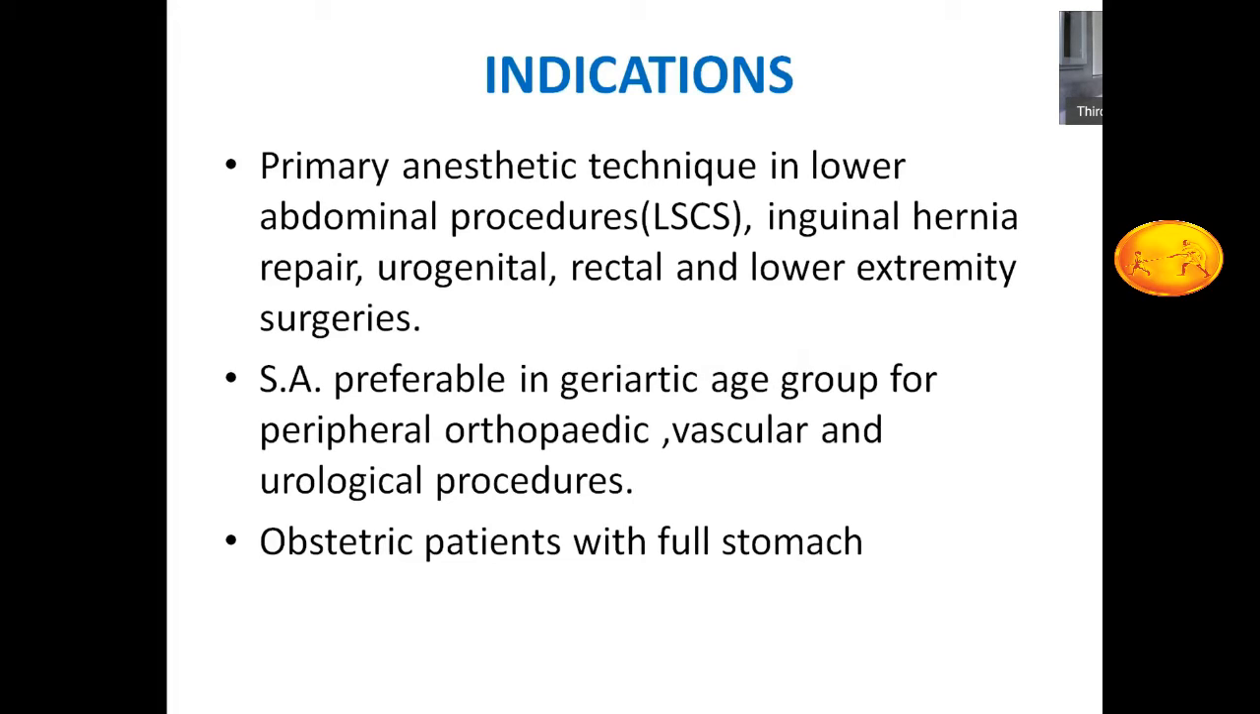This is the primary anesthetic technique in lower abdominal procedures, mainly the LSCS, that is lower segment cesarean section. Inguinal hernia repair, urogenital surgeries, rectal and lower extremity surgeries. This is the best technique for lower extremity surgeries. Spinal anesthesia is a preferable technique in the geriatric age group for orthopedic, vascular and urological procedures. Then again, this is the best technique for obstetric patients with a full stomach for their urogenital procedures, and I have already mentioned the lower segment cesarean section.